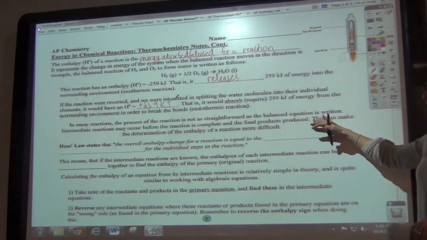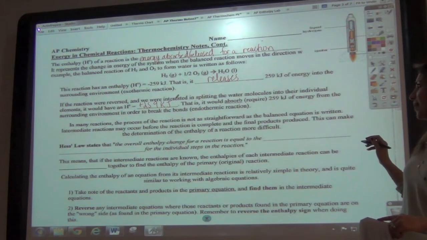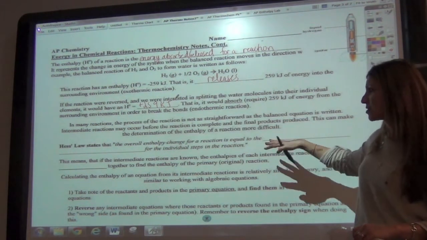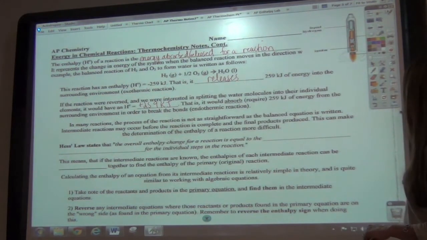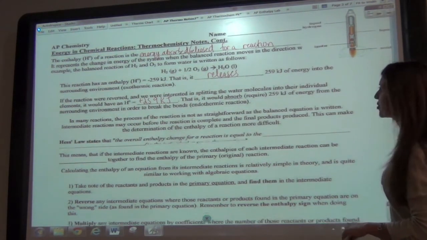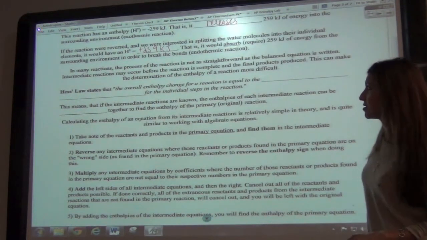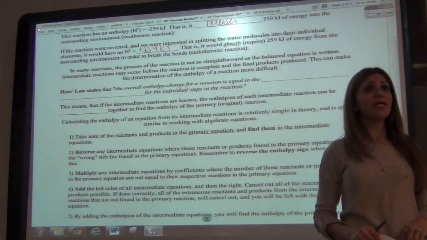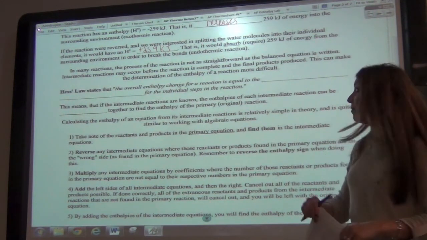In many reactions, the process of the reaction is not as straightforward as a balanced equation written. So we said that we were going to use intermediate reactions. And this just sums up what we did. So we're not going to go through all of this, but just in summary here. So it says, Hess's law states, the overall enthalpy change for a reaction is equal to the, what do you have to do to it? Sum, perfect.